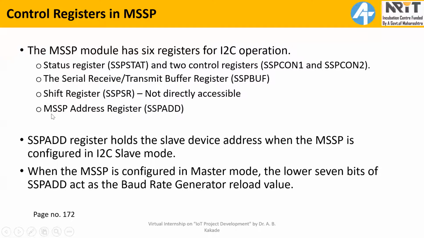Then there is another register called the MSSP address register. When the microcontroller is used as a slave device, this register is used to save the slave address of the microcontroller, and we can assign any slave address. In 7-bit addressing mode, the slave requires a 7-bit address. That address is saved in the SSPADD register.